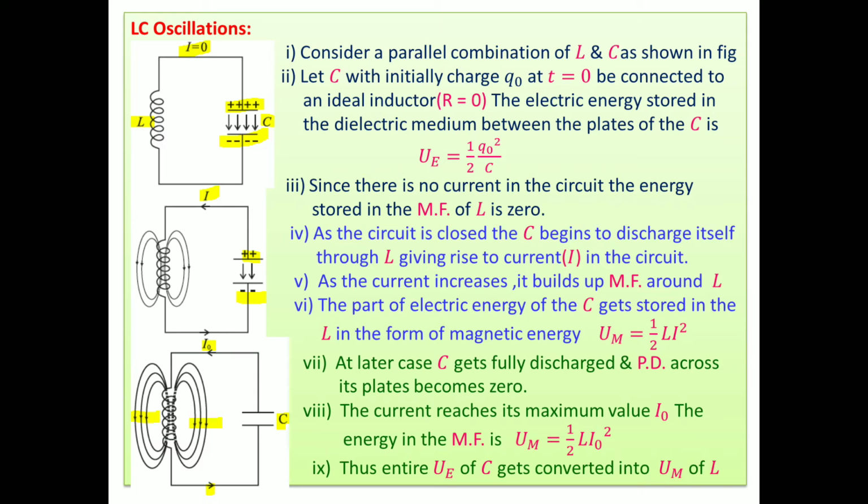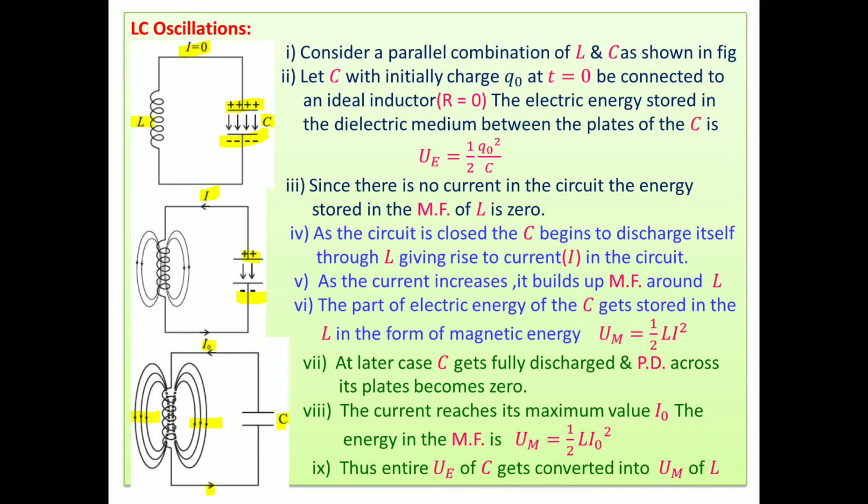Since there is no current in the circuit, the energy stored in the magnetic field of the inductor is zero. The electric field is developed between the plates, and the electric energy stored in the capacitor is half Q naught square upon C. But no current is flowing through the inductor coil, so no magnetic field is produced in the surrounding space, and no energy is stored in the magnetic field. It is zero.